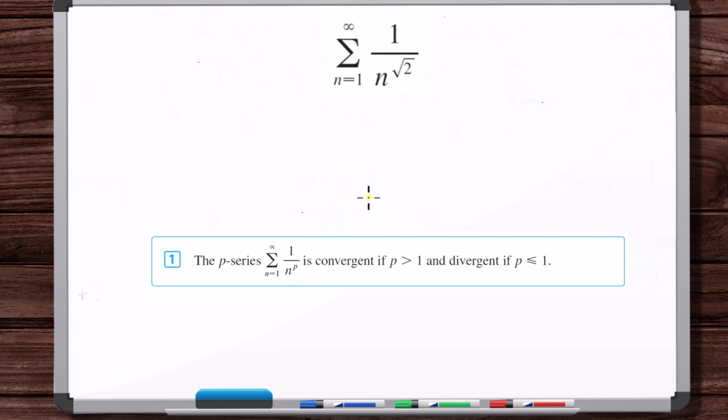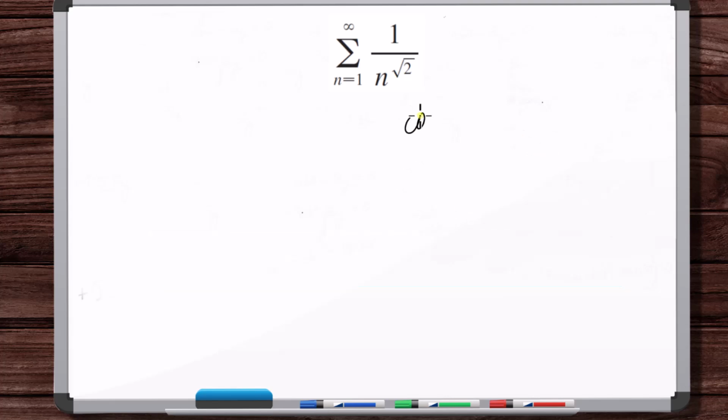Okay, this is a p series, right? 1 over n to the p. P is any number. If p is greater than 1, the square root of 2 is greater than 1. So this is convergent.